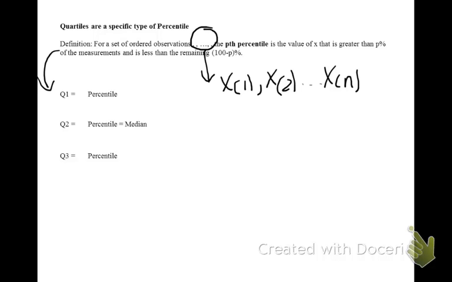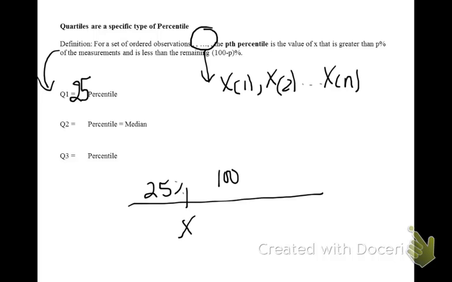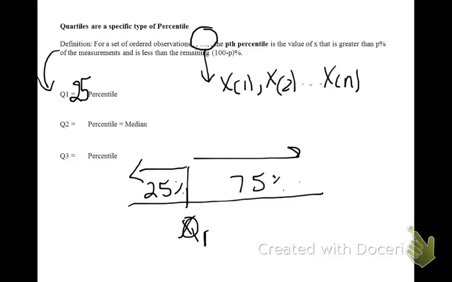To take this definition and put it into an example, let's look at Q1, which will be your 25th percentile. So for a set of ordered observations, the 25th percentile is the value of x that is greater than 25% of the measurements and less than the remaining 100 minus 25%. So we're basically saying that Q1 is a number you could plug in such that 25% are smaller and 100 minus 25, or 75%, are larger.